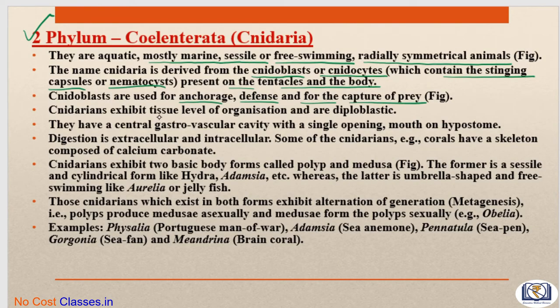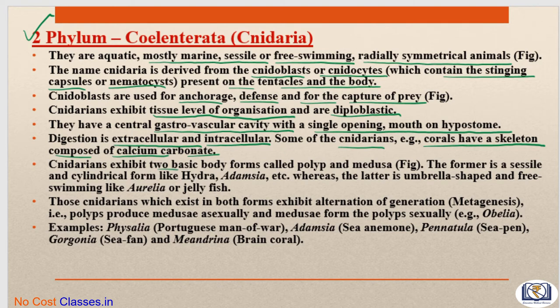Now, the cnidarians exhibit the tissue level of organization. And in Porifera, what was it? It was cellular level of organization. They are diploblastic. They have a central gastrovascular cavity. What was the name of the cavity there? Spongocoel. And a single opening, mouth, on hypostome. Digestion is extracellular and sometimes intracellular. Some of the animals like corals have a skeleton composed of calcium carbonate. You know the coral reefs? So that organism belongs to this phylum.